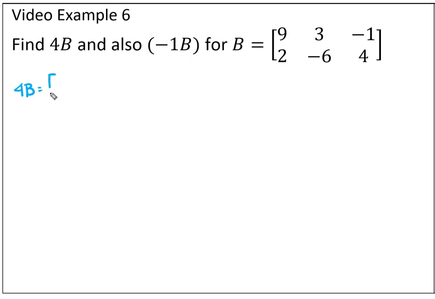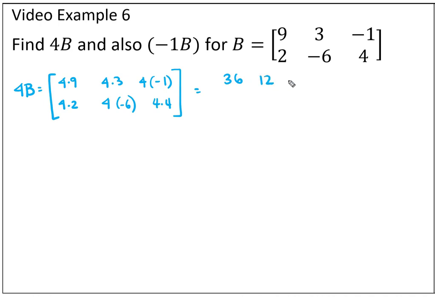So 4 times matrix B would be 4 times 9, 4 times 3, 4 times -1, 4 times 2, 4 times -6, and 4 times 4. The result is 36, 12, -4, 8, -24, and 16. So this would be our matrix 4B.